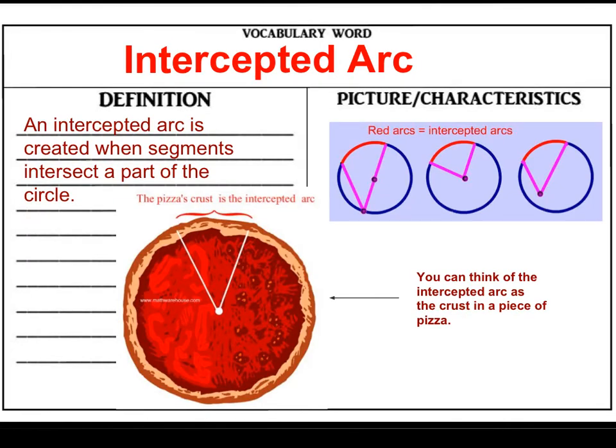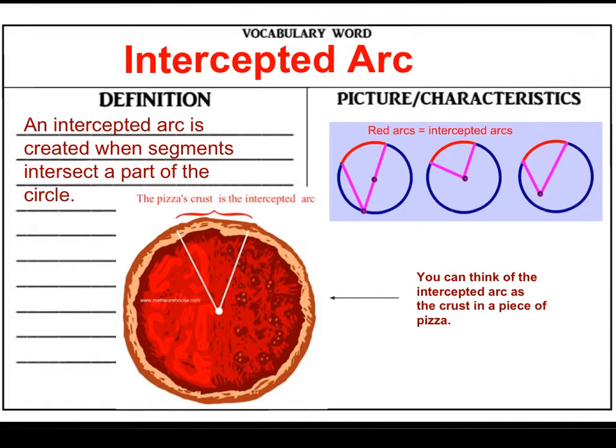Okay, our next vocab word is intercepted arc. The definition says that an intercepted arc is created when segments intersect a part of the circle. If you look at our picture here on the right side, all of these are examples of intercepted arcs. These are pieces of the circle, and the arcs are the outer part of the circle here in the red. So that's an intercepted arc, intercepted arc, intercepted arc.